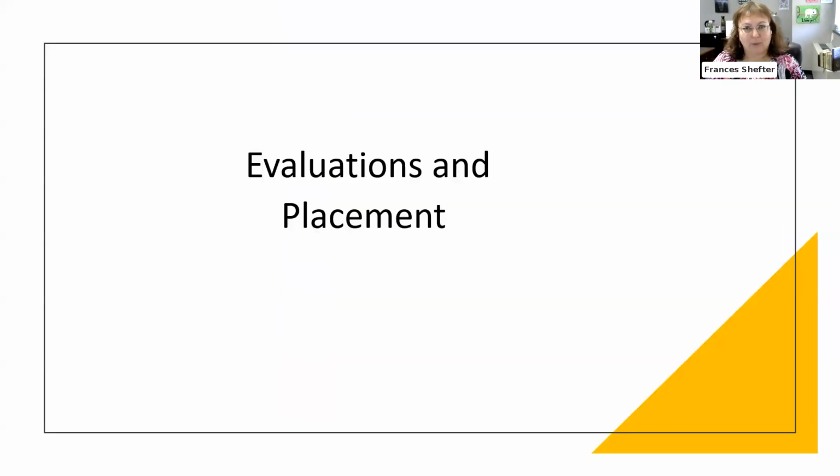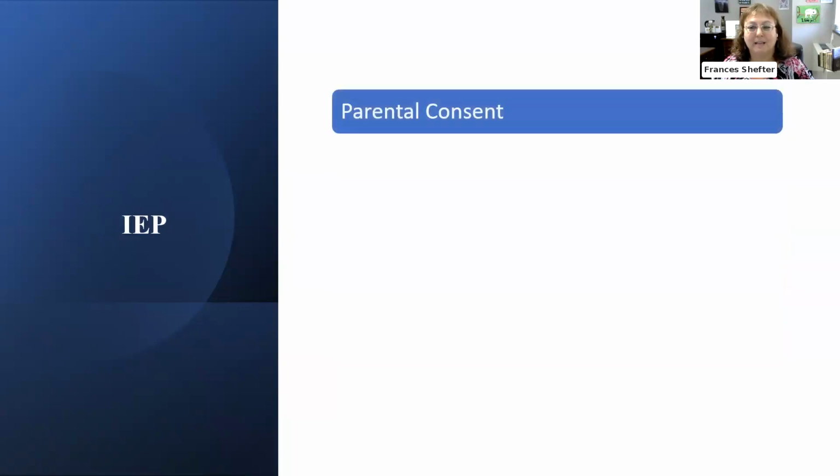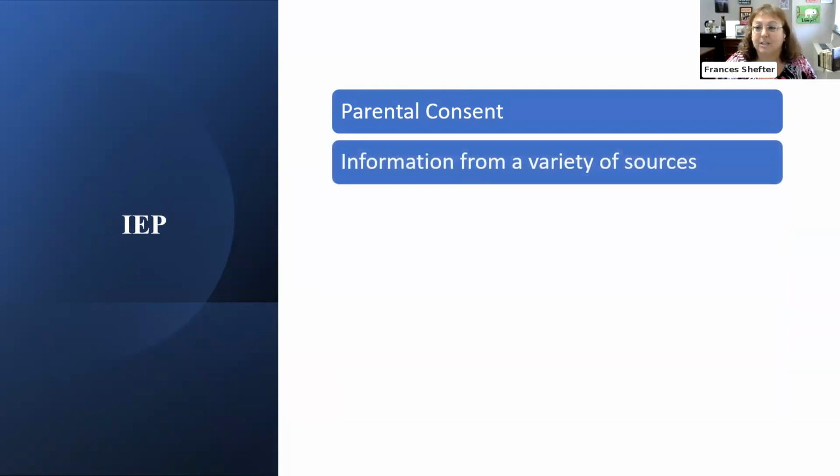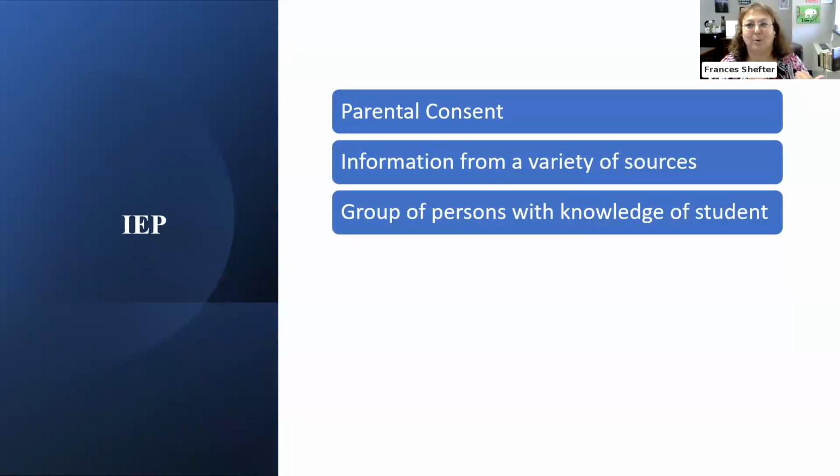So then we go into evaluations and placement, where there are some similarities and some differences between IEPs and 504 plans. So for an IEP, before you can do an evaluation, there must be parental consent. So the parents have to consent to an evaluation. Looking at eligibility, there needs to be information from a variety of sources. And as I said before, the group of persons with knowledge of the student. So it needs to be the IEP team, and it needs to be people that know the student.